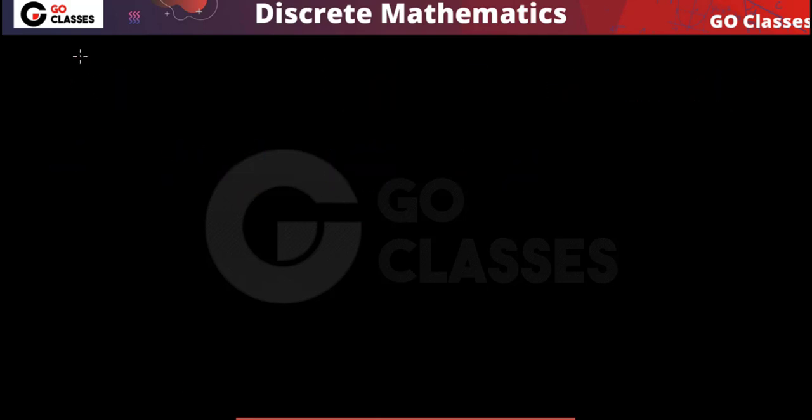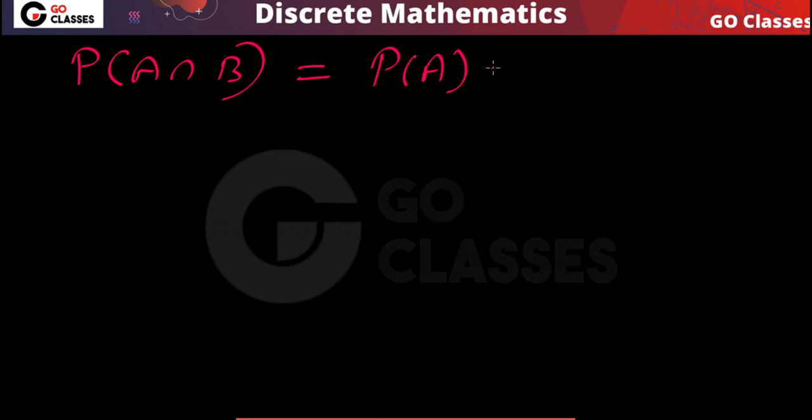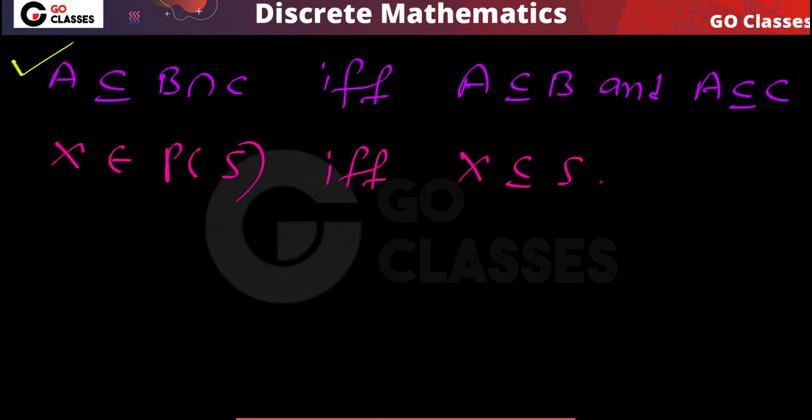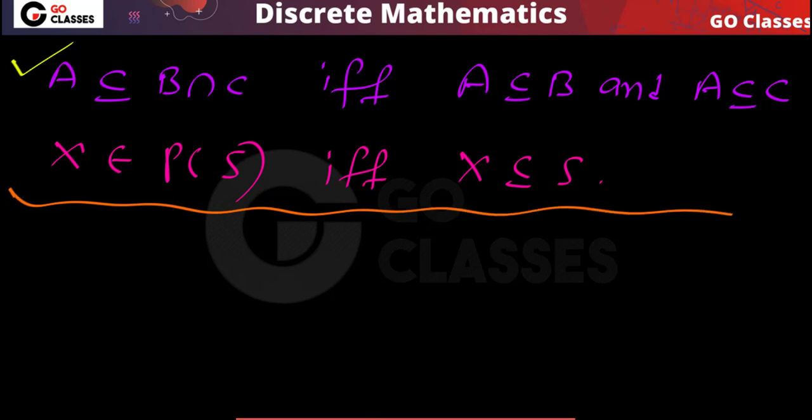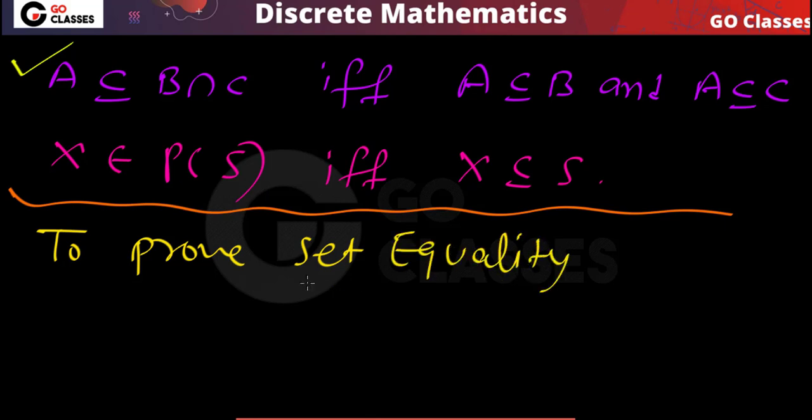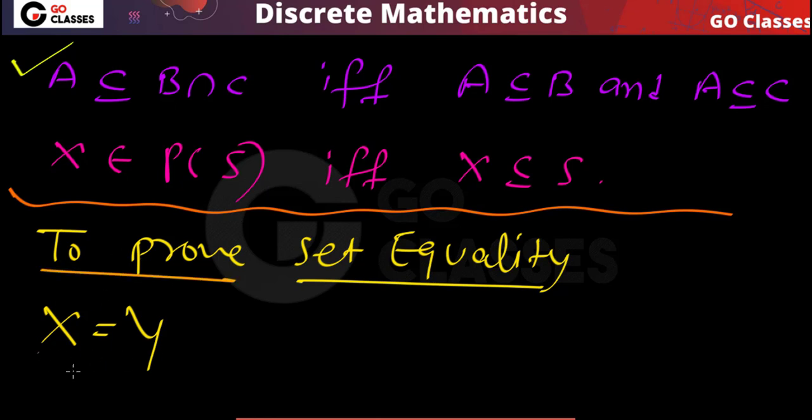The question is saying: prove that power set of A intersection B, where A and B are two sets, is equal to power set of A intersection power set of B. So here we have equality, and remember, whenever you want to prove that two sets are equal, what you need to do is this. If you want to prove set equality, that is, that set X is equal to set Y, then what you have to do?